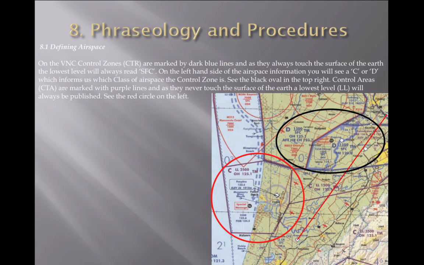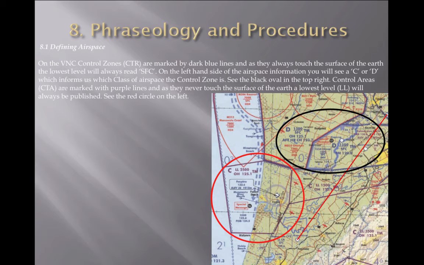On the VNC, control zones are marked by dark blue lines, and they always touch the surface of the Earth. The lowest level will always read SFC, or surface. On the left-hand side of the airspace information, you will see a C or a D, which informs us of the class of airspace of that particular control zone.